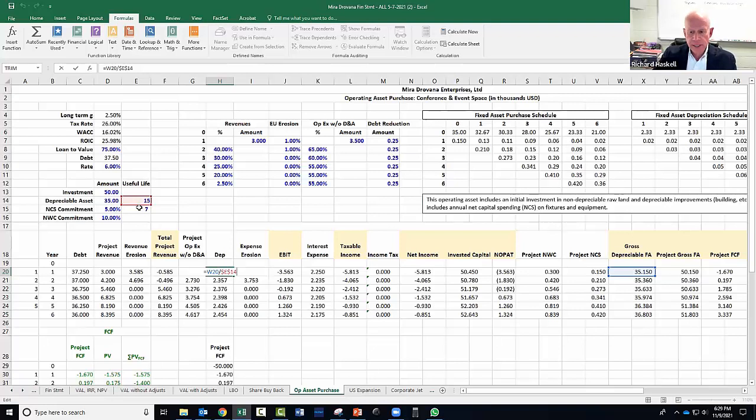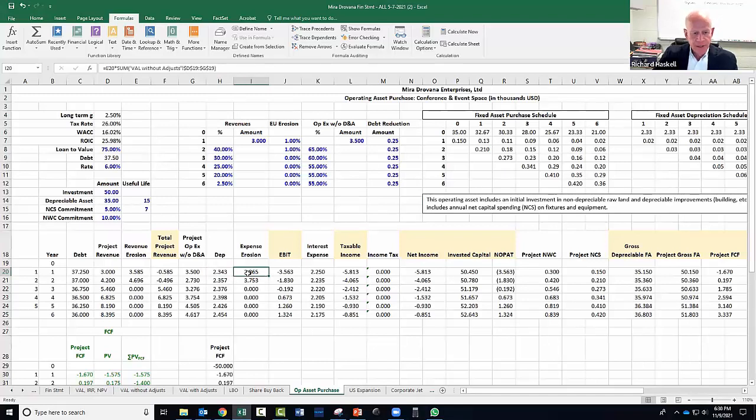So I can either take my depreciable asset divided by the number of years, and that should then give me the depreciation for that period of time, or I can look at the utility of a depreciation, a fixed asset purchase and depreciation schedule. So we're going to look at that as we then come back in a moment to do the second period.